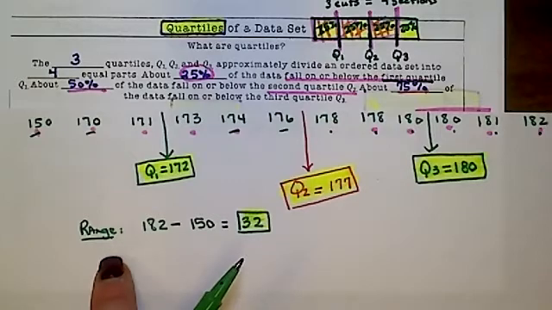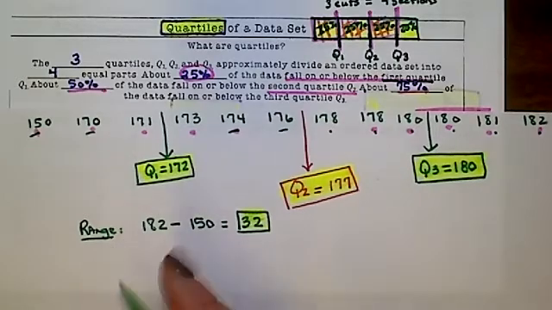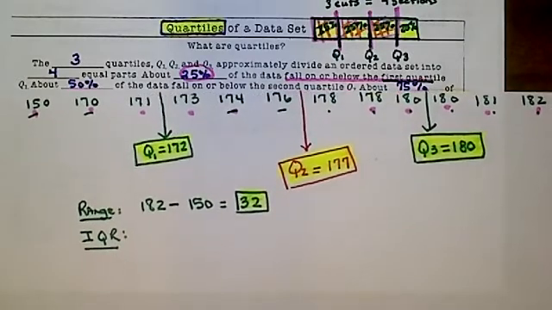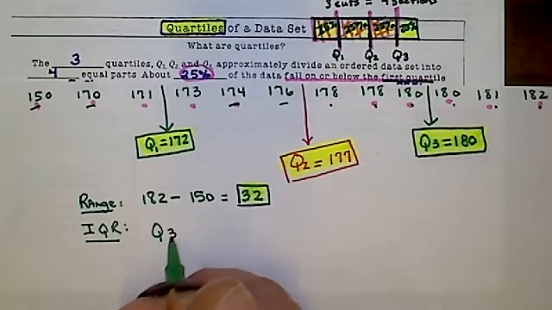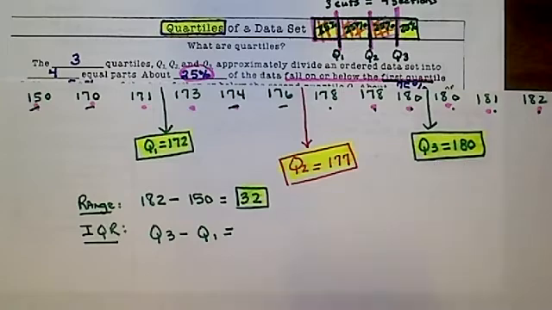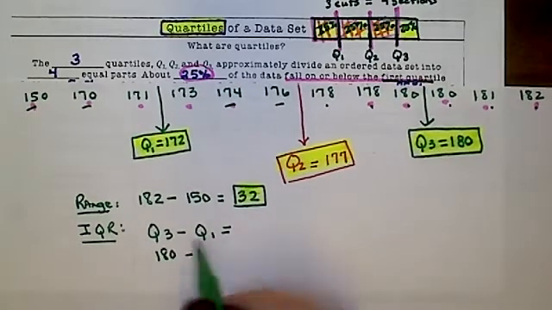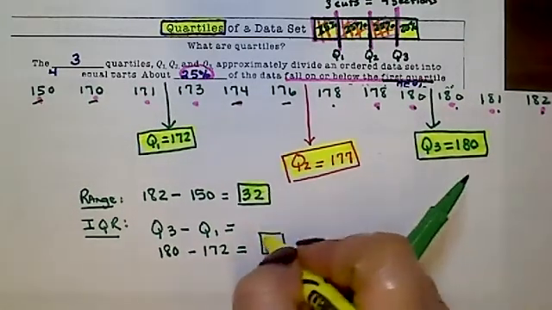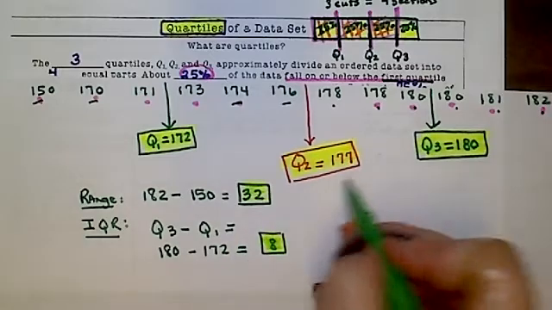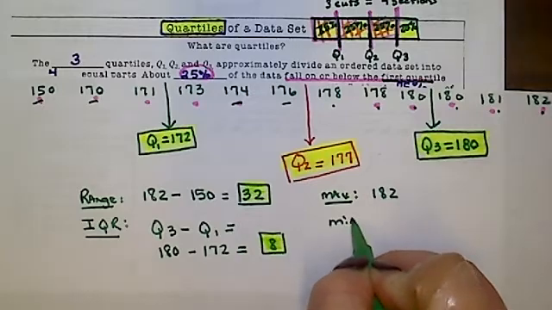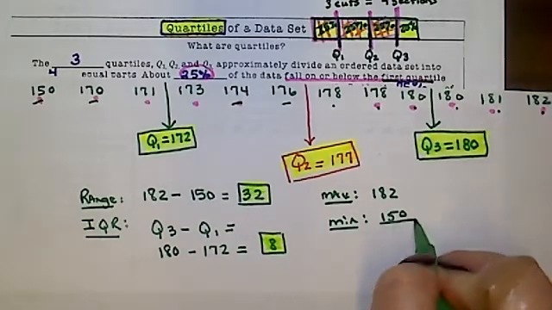Okay, so we have our next. Our new vocabulary word was interquartile range. So let's put IQR. IQR is where you take Q3 and you minus Q1. So your Q3 was 180. You minus your Q1, which was 172, and your IQR would be 8. And I'm going to go ahead and write down your max, which was 182, and your min was 150.